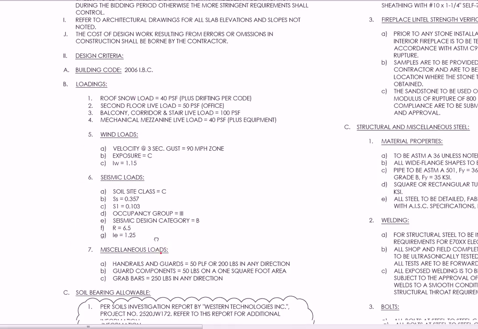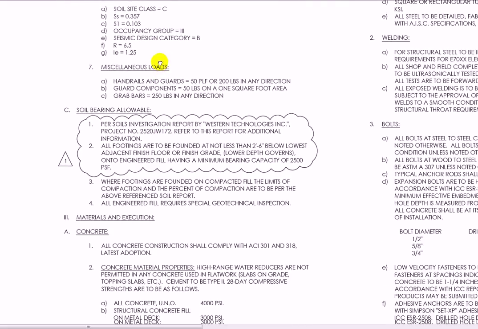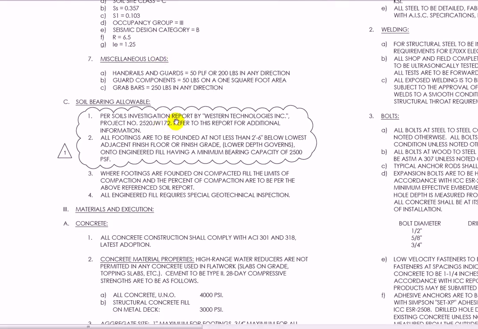Next thing we're going to go down to is see the soil bearing. So it should reference a soil investigation by who did it and the report number, and the minimum criteria for soil. So here it says that we have to put all the footings down 2'6" below adjacent finished floor or finished grade. So that keeps it below frost. Into engineered fill, there's the bearing capacity. So this tells me now if I'm going to build the footings, the shallowest I can go is 2.5 feet below grade.